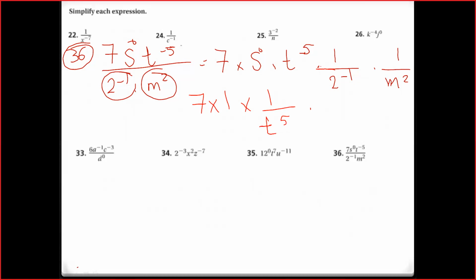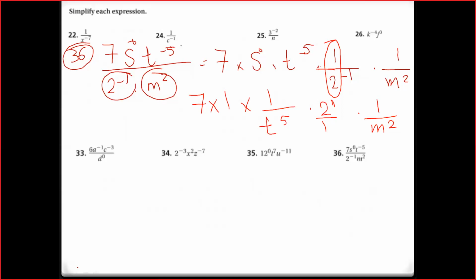Here I have negative exponents. Everywhere I see negative exponents, I have to do 2 steps: reciprocal, then opposite. What is the reciprocal of 1 over 2? It is 2. Thank you. And what is the opposite of negative 1? 1. Thank you. Now here, 1 over m squared. Keep it as 1 over m squared.